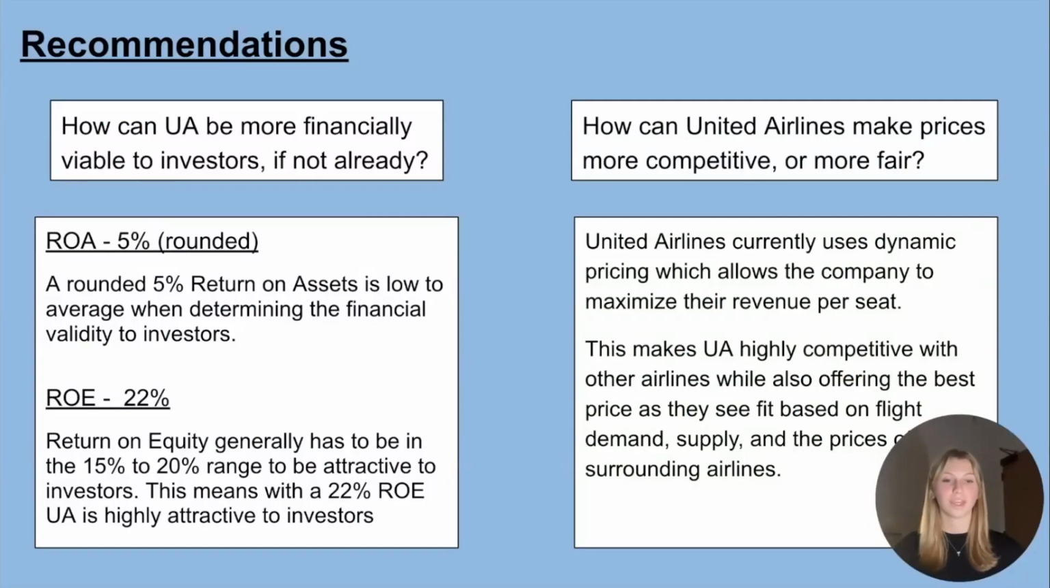For our recommendations, we asked 2 questions. The first being, how can United Airlines be more financially viable to investors, if not already? Typically, investors look for a 5% or higher return on assets, meaning that at a 5% rounded ROA, United Airlines is considered low to average when determining the financial validity to investors. However, they would be able to raise the return on assets by maximizing revenue per seat mile. In addition, they could also raise their ROA by minimizing their operating expenses.